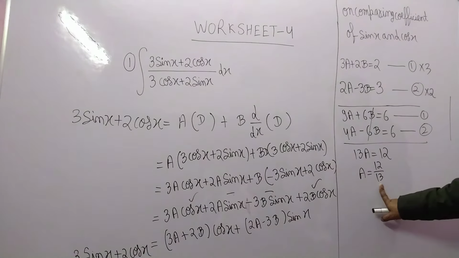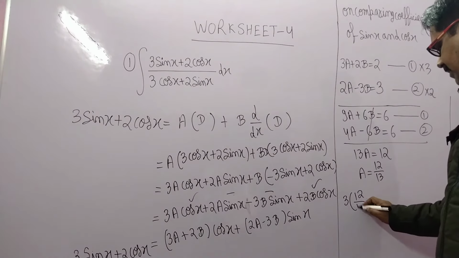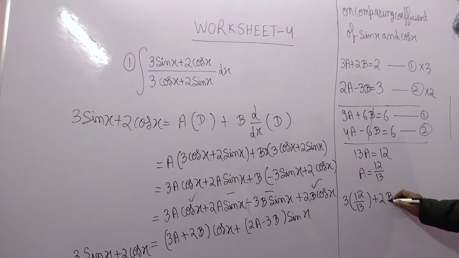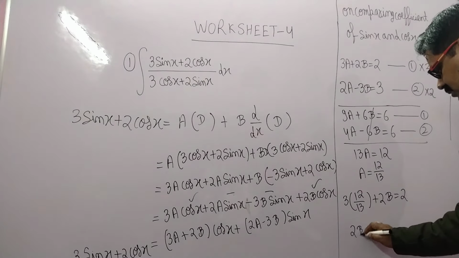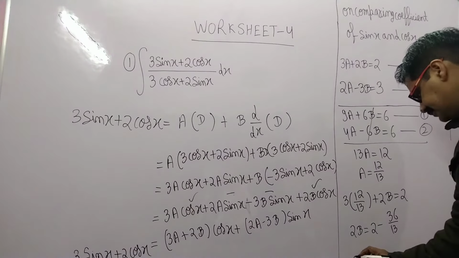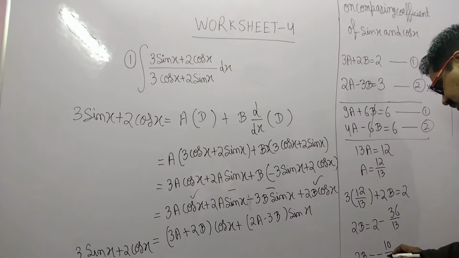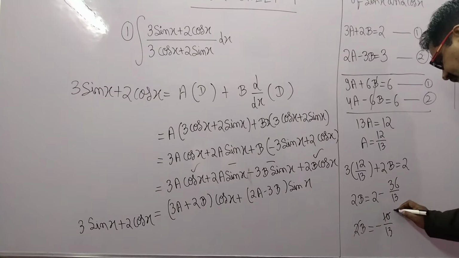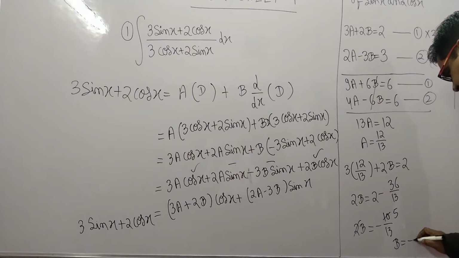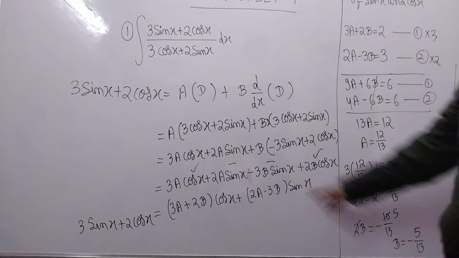Now put a equals 12 by 13 in equation 1. We have 3 times 12 by 13 plus 2b equals 2. 2b equals 2 minus 36 upon 13, which is 2b equals (26 minus 36) upon 13, that is minus 10 upon 13. b equals minus 5 by 13. Now we have both the values, value of a and value of b. Now put these values here.